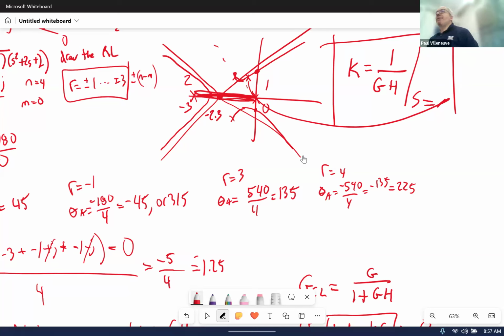So you can't use MATLAB and say from MATLAB, K is equal to 2. You've got to show me how you would do that. If you want to check your work in MATLAB, that's fine.